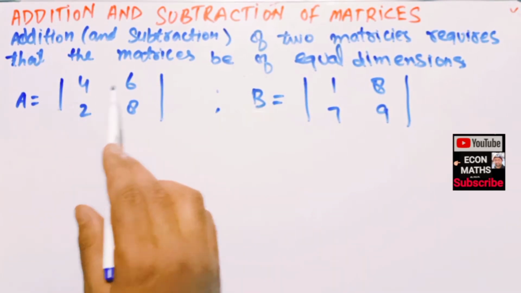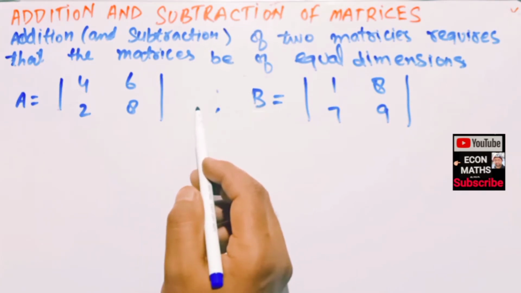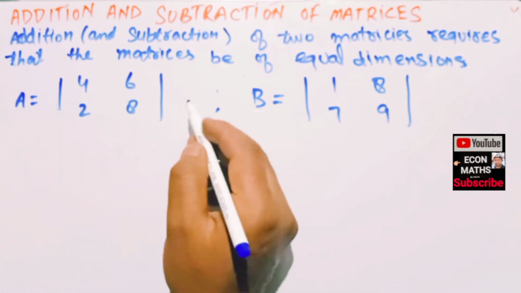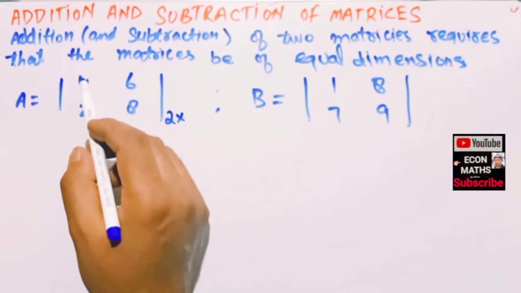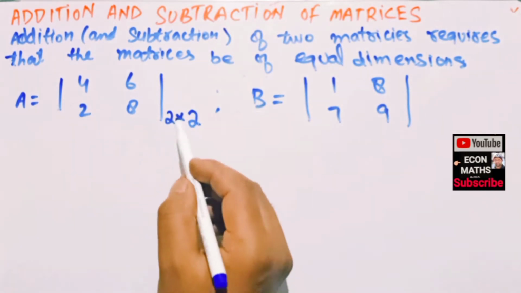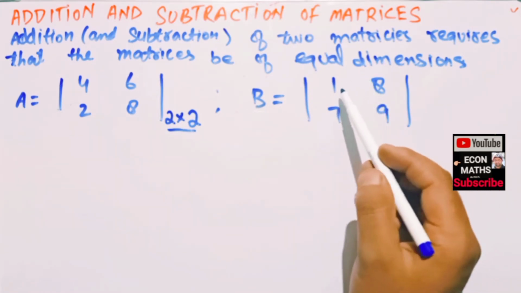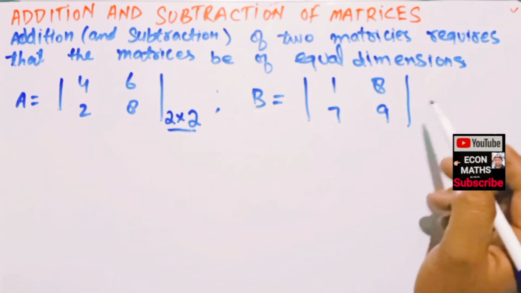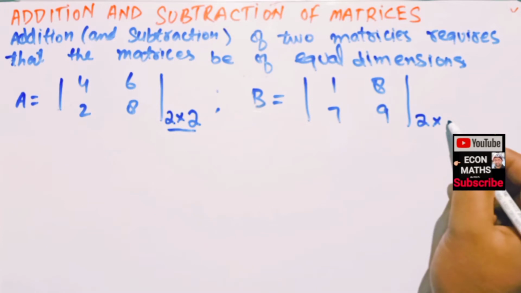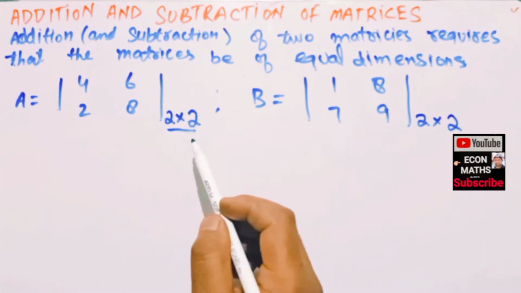Now the dimension of this matrix, as we have seen, is the number of rows times the number of columns. Here the number of rows is 1, 2. So the dimension is 2 by the number of columns, first and second. So there are 2 rows and 2 columns. So this 2 by 2 gives us the dimension of this matrix. Similarly, here the number of rows is 1 and 2 and the number of columns is 1 and 2. So we can add these two matrices because they are of equal dimensions.